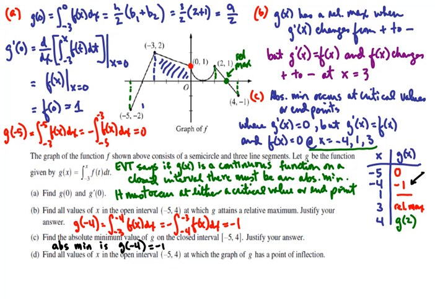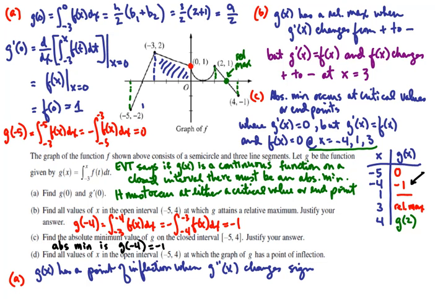In this case, the absolute minimum occurs at x equals -4, and its value is -1. Right? And for part D, we're going to have a point of inflection when g prime prime of x changes sign. G prime prime of x is f prime of x.